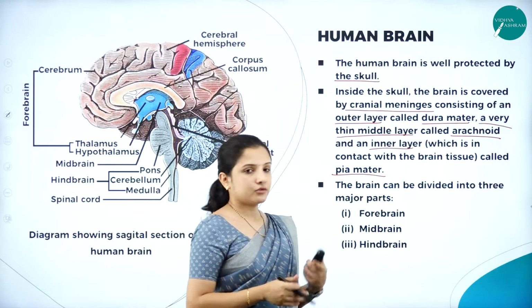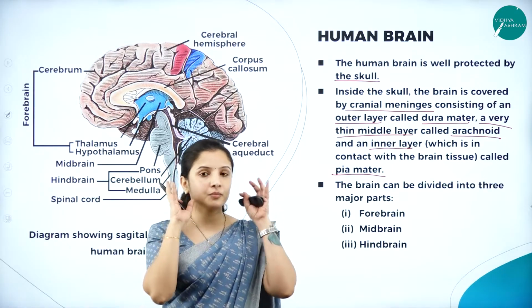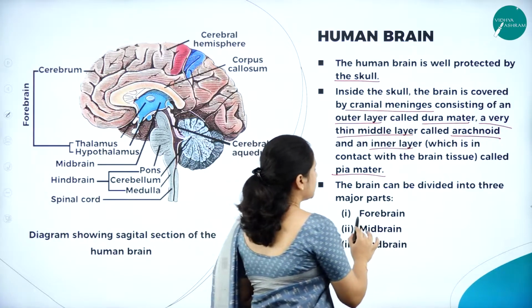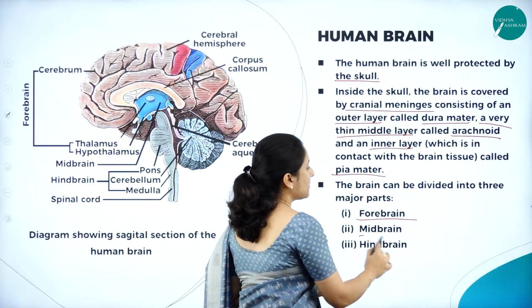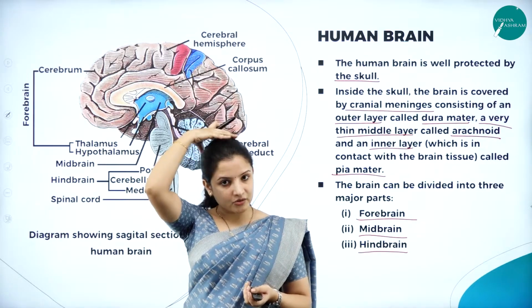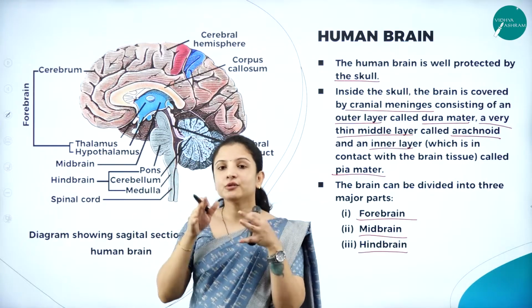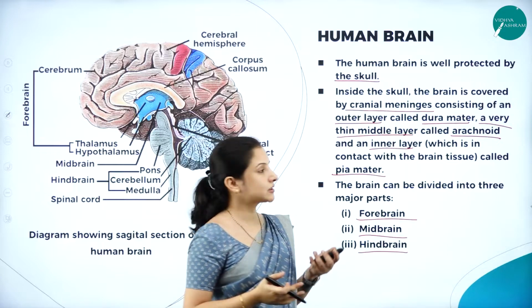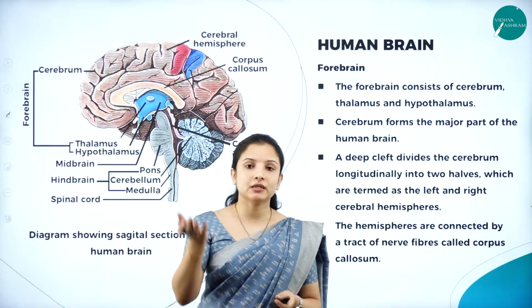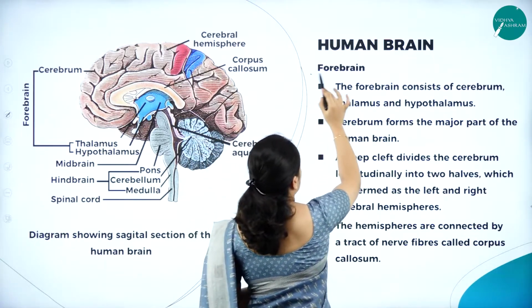Next, talking about the major parts of the brain. Inner to the pia mater, the parts of the brain are present. What are the major parts we shall look into? The brain is divided into forebrain, midbrain and hindbrain. This is the forebrain. We have the midbrain, and at the back of the skull, this is the hindbrain. That is how they have divided the parts for easy studying. Let's talk about what is there in the forebrain, in the midbrain, and in the hindbrain. So first, talking about the forebrain.